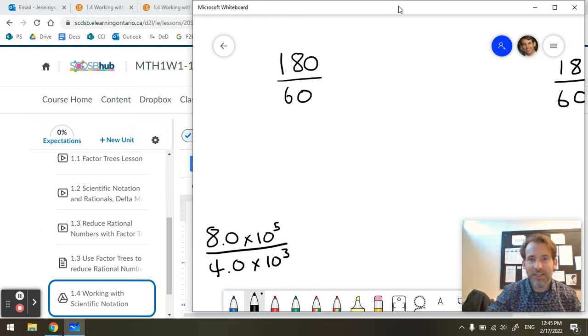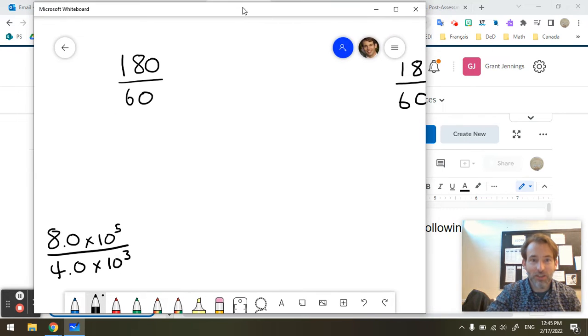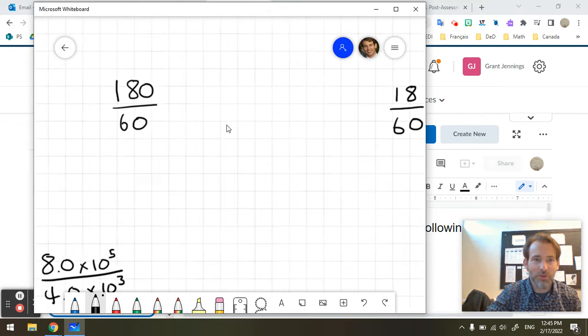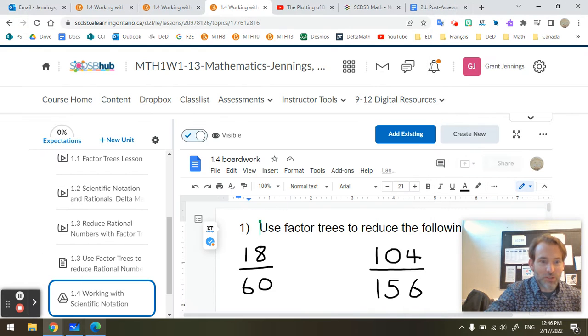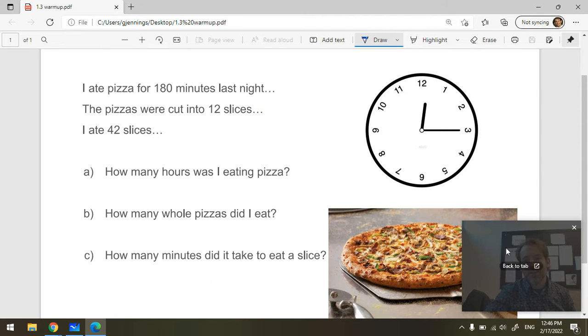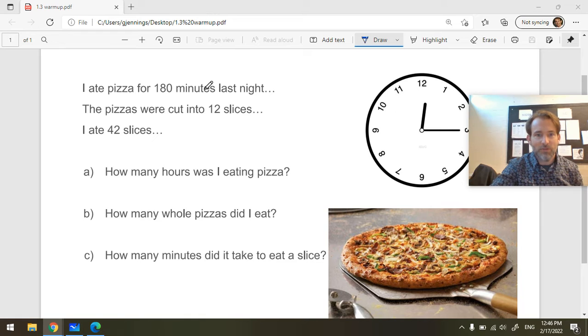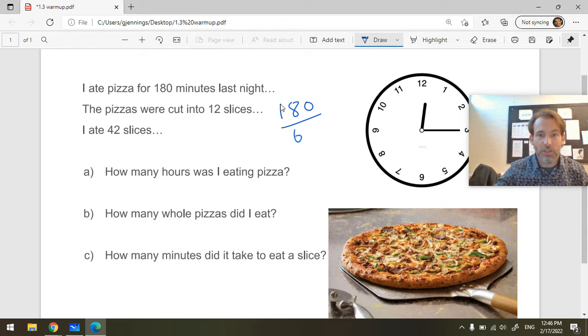Now, let's take a look at some of the things that we can get started with to help you out. I'm just going to review this situation here, 180 over 60. What's that? Well, you'll recall that 2 nights ago I had a big pizza feast where I was eating pizza for 180 minutes. And I asked how many hours was I eating pizza, and people were very quickly able to tell me that 180 over 60 equals 3.